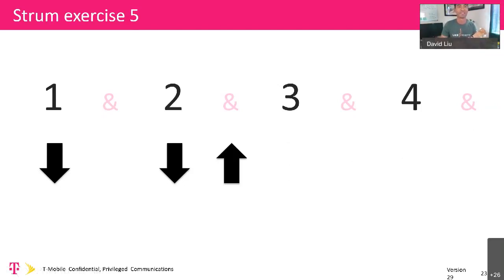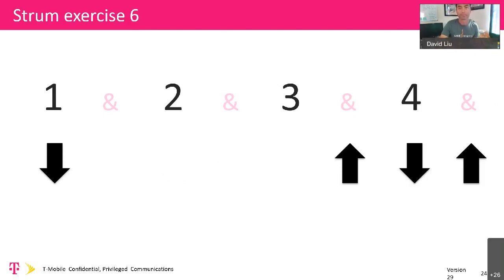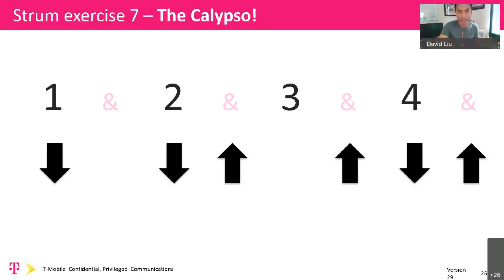Moving on. 1, 2, and 3, 4. Down, down, up, 3, 4. Down, down, up, 3, 4. Not too bad, right? Okay. Let's do this one. Down, 2, 3, up, down, 2, 3, up, down, up. All right, getting more syncopated.